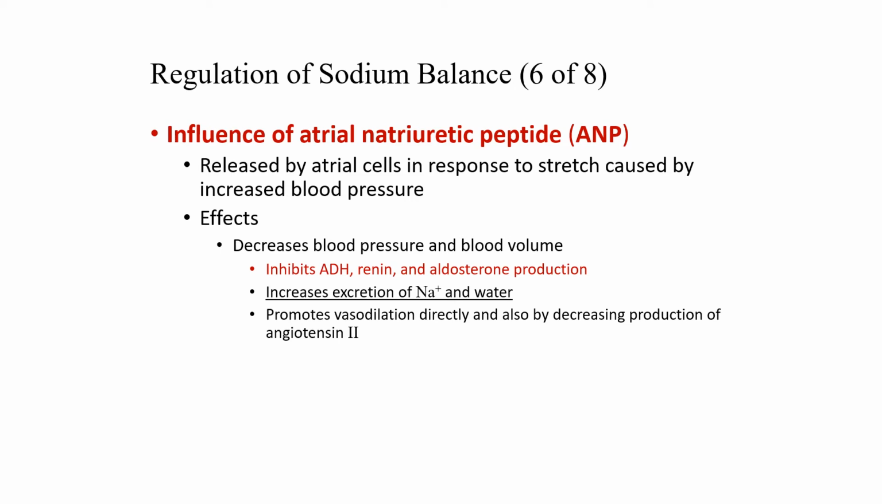Another way that sodium is regulated is through ANP, atrial natriuretic peptide. And remember that this is secreted by the cells in the atrium, and mainly in response to increased blood pressure. So ANP is going to inhibit ADH, renin, and aldosterone. And by doing this, it increases the excretion of sodium. Of course, water follows sodium, so water is excreted. And that is going to decrease extracellular fluid volume, which, of course, is going to include decreasing the volume of the blood, and thus you have a decrease in blood pressure.